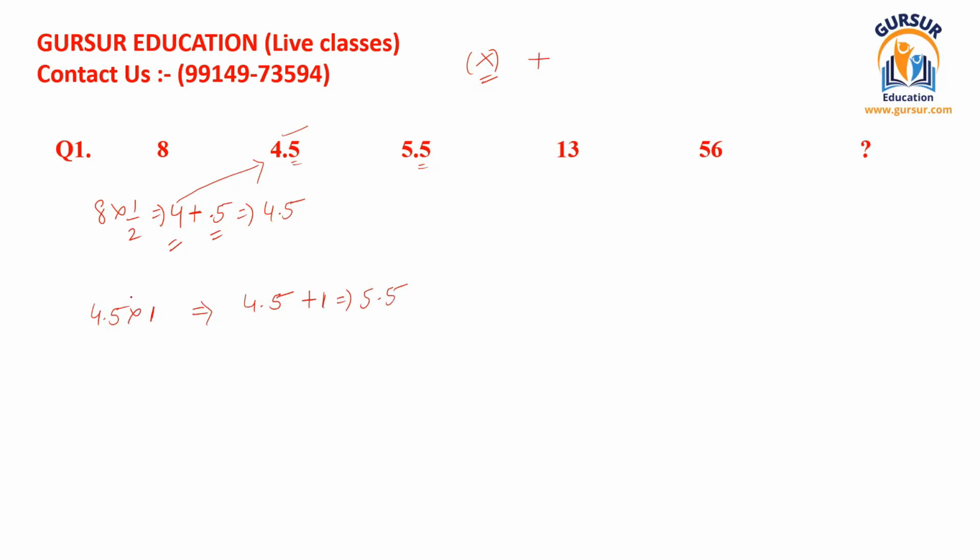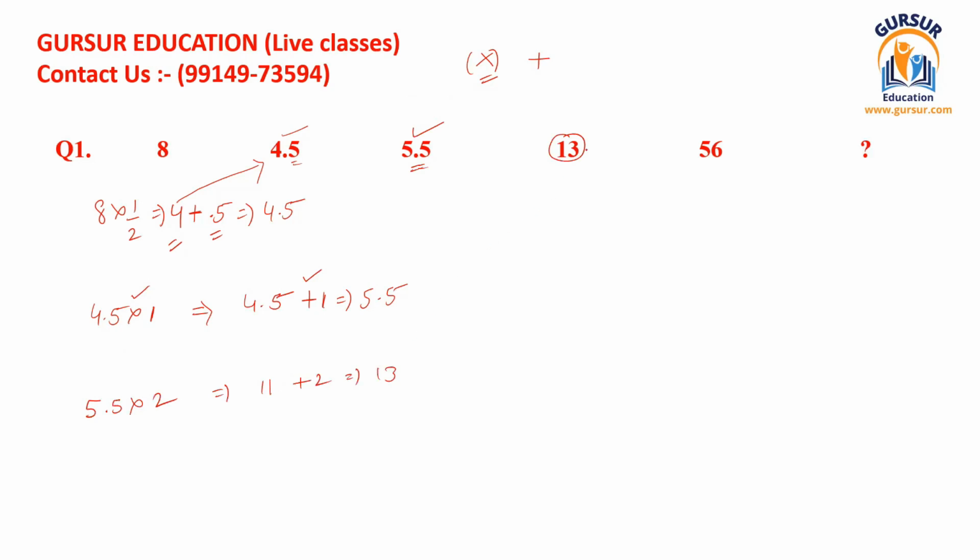So first was the mathematical operator, that was multiplication, and the second one was 1. And now we have to find the next. So I think now you should be able to find the answer of this question completely. On the basis of 5.5, when you are supposed to find the 13, how shall you find? When I multiply 5.5 by 2, I get the value of 11. And when I add 2 to that, I get the value of 13.